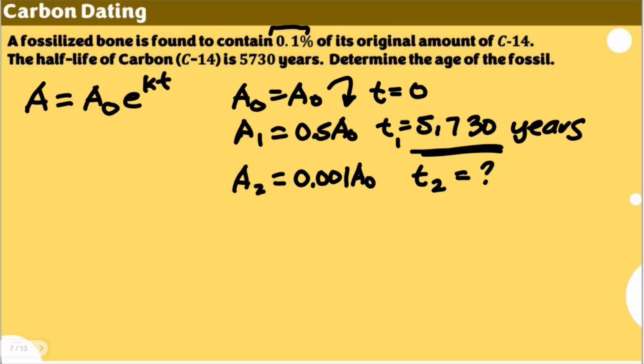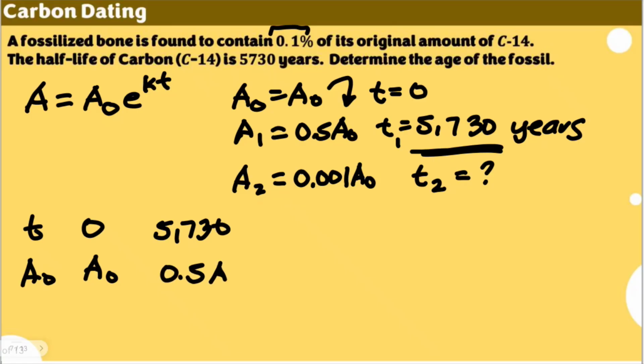Let me write it here. T for number of years, and you have here the amount. For initial time 0, it's still the original amount, which we don't know. Then later on, after 5,730 years, only half of it remains. Again, half-life. And then we are asked to determine the number of years, or the age of the fossil, where at present what remains of its original amount is 0.1%, or 0.001 of our original amount.